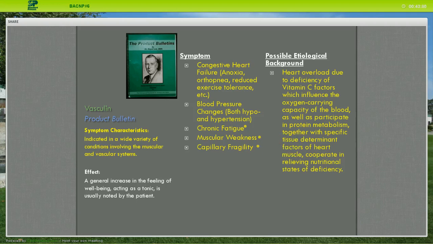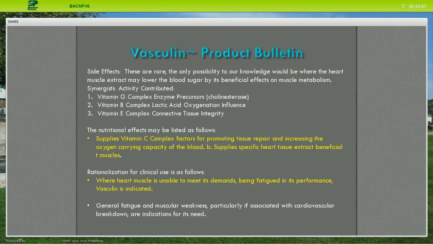So remember, we're trying to improve oxygen delivery and strength of the heart. So I think it's likely that many people, not knowing the difference between Cardio Plus and Vascular, tend to make errors where they are giving Cardio Plus when they should be giving Vascular.